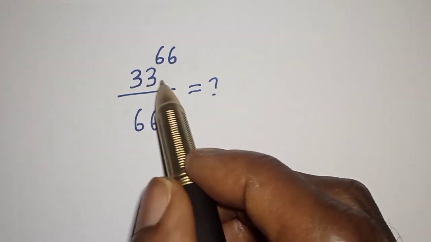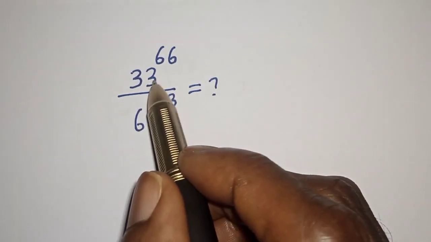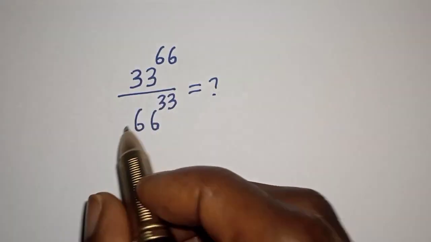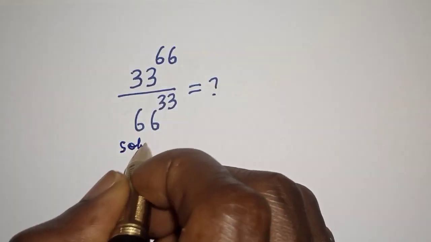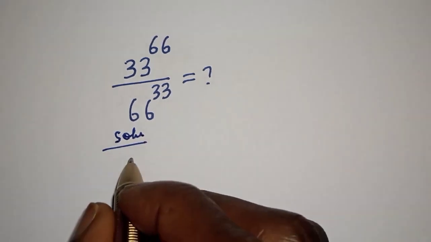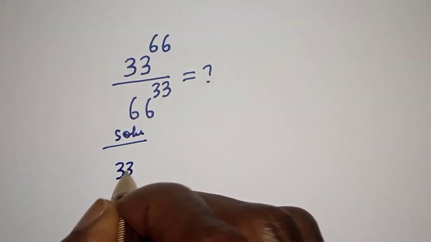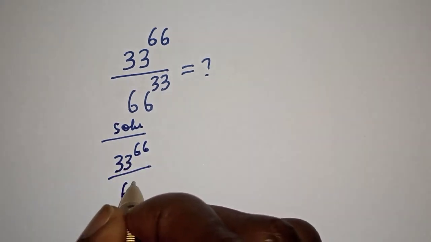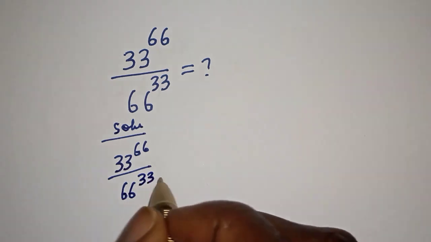Hello, how to simplify this nice math problem? 33 raised to power 66 divided by 66 raised to power 33. Solution. 33 raised to power 66 divided by 66 raised to power 33.